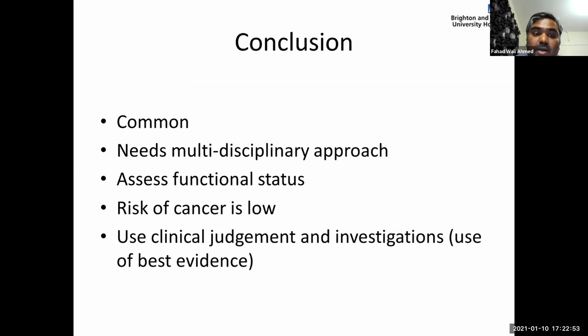So in conclusion, adrenal incidentaloma is becoming much more common. And in order to manage these conditions, we need to have a multidisciplinary approach. We need to have a functional assessment and use the scan to rule out cancer. The risk of cancer is very, very low, and it only depends on which series we look at. If you look at surgical series, the prevalence of cancer will be much higher, but the risk of cancer in general is low. And we should use clinical judgment, our investigations and the best possible evidence to manage our patients. Thank you very much.